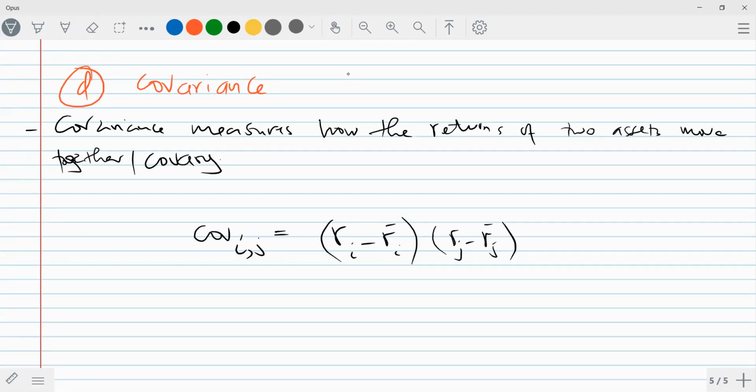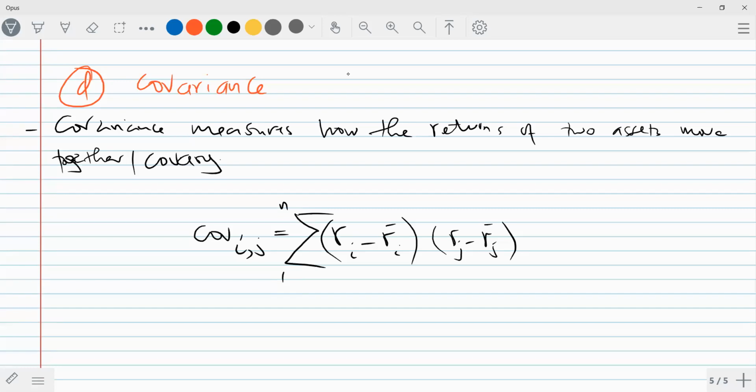Because there are several data sets, we do need to get the sum from the first data set, where i is equal to one, all the way to the nth data set. If you look keenly, this is just like the formula of the variance, or the covariance, but there are two assets, not one asset.